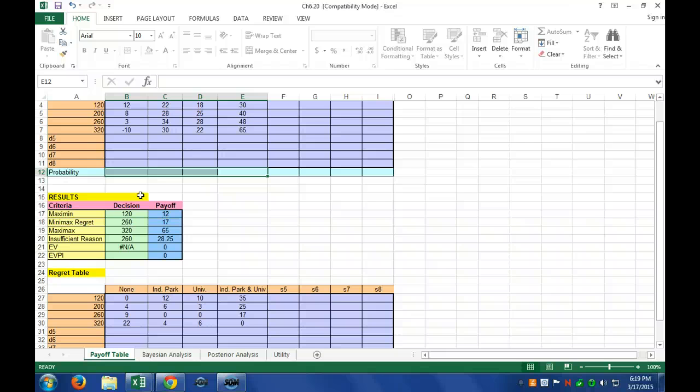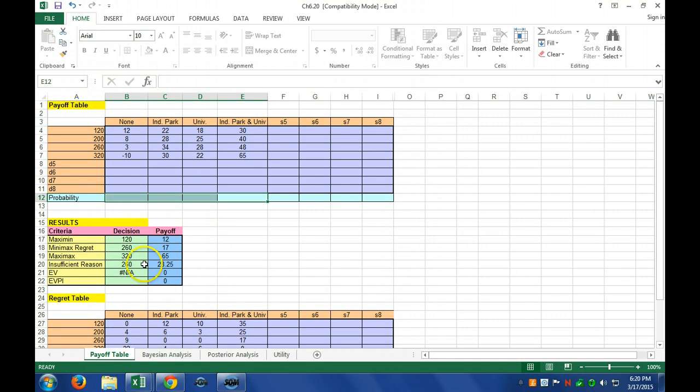We made 800,000, but we could have made 1.2 million. So that's 4 worth of regret. You see how everything's based on that? Then minimax regret says pick the minimum of all the maximum regrets. And this one is build a 260 room hotel, and that has the minimum of the maximum regret, which is 1,700,000, so 1.7 million, I guess.